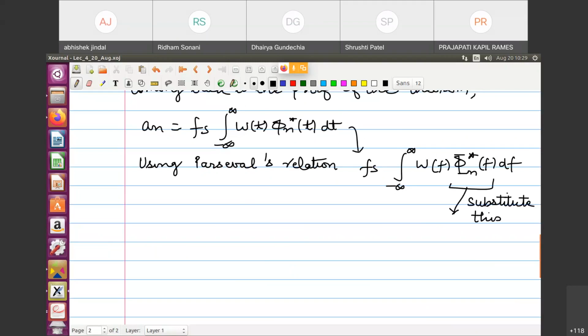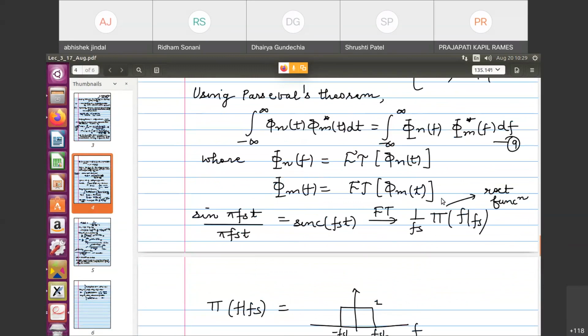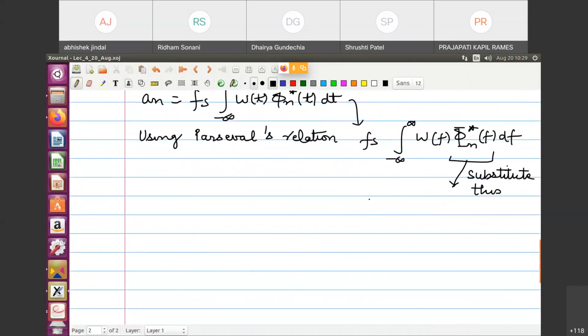We have obtained this. Let me show it to you. I think I have written it here. So the Fourier transform of the sinc function is nothing but 1 upon fs times the rect function, which holds from minus fs by 2 to fs by 2 with the value of 1. So we substitute this, and we get that a of n is equal to the integral from minus fs by 2 to fs by 2 of W(f) into e raised to the power j 2 pi f n by fs df. Now remember that there is a star here.